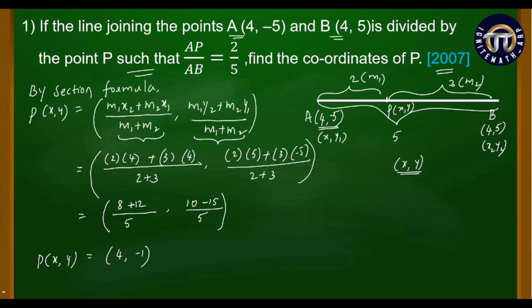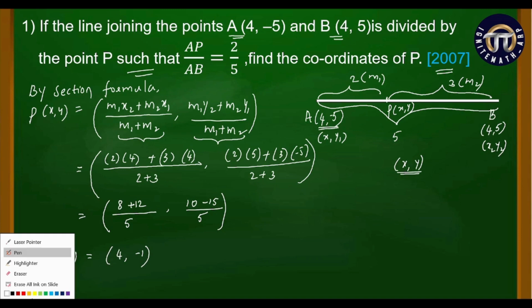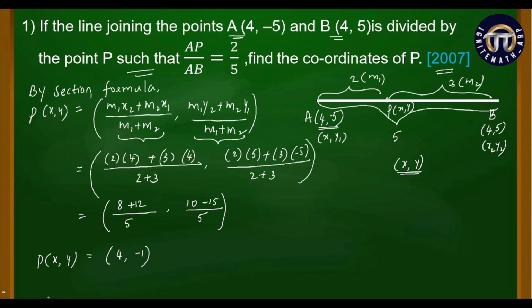How are the marks allotted here? This question was asked for 3 marks. For your kind information, first of all, identifying m1 and m2 ratio as 2 is to 3 itself gives you 1 mark. Later, writing the formula, that is the section formula, and correct substitution will give you 1 mark, and the final answer will give you 1 mark. Clear, children? This is how marks are distributed.